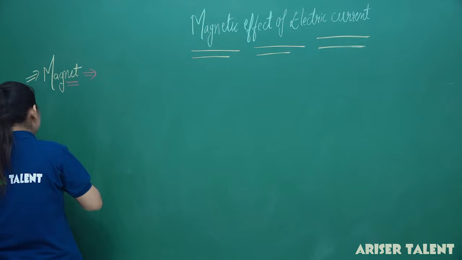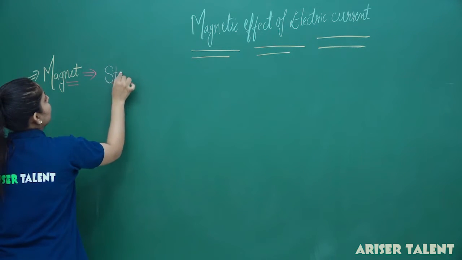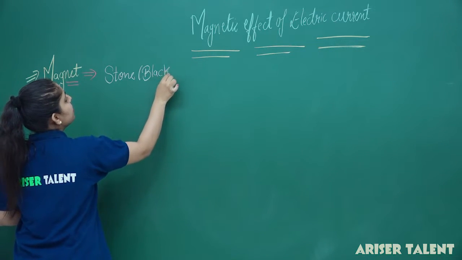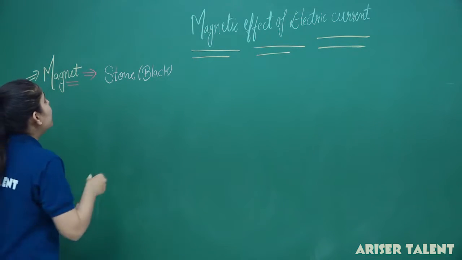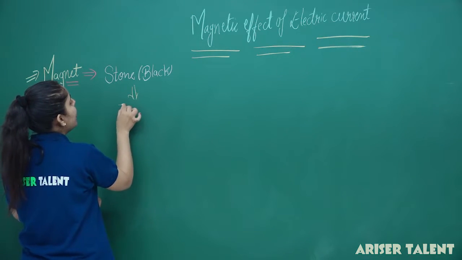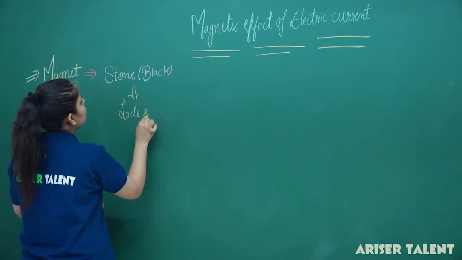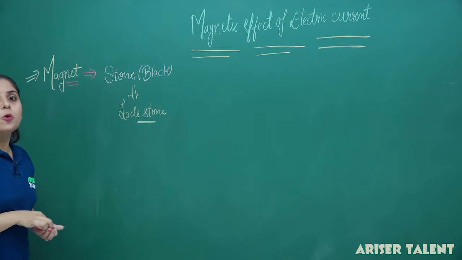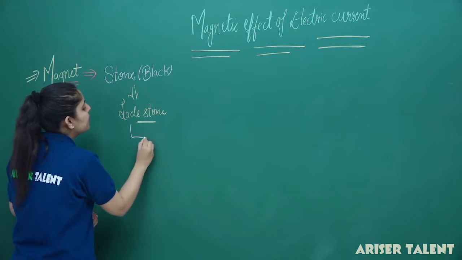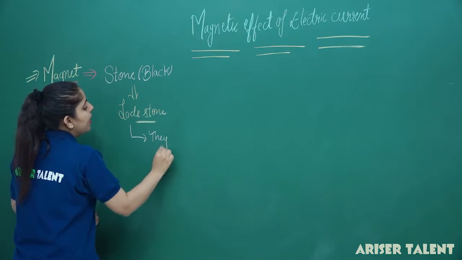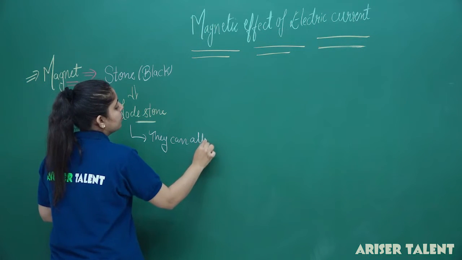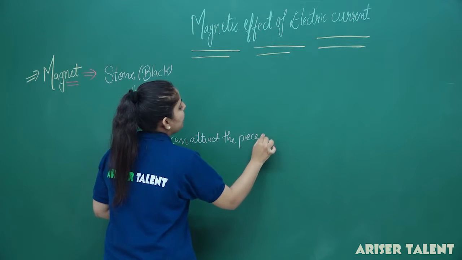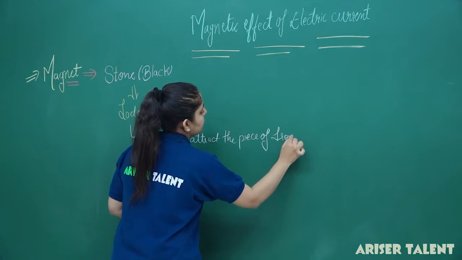In earlier times, a stone was found, and that particular stone is of black color. This stone is known as lodestone. This lodestone has a very interesting feature: it can attract a piece of iron.